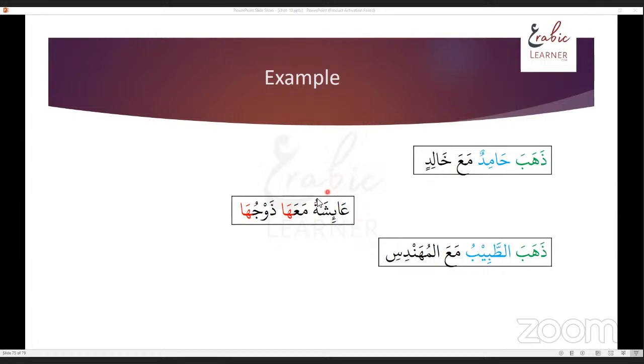Now, Aisha is Mubtada. If you look at this part of the sentence, Ma'aha zawjuha, this itself is a sentence: she is with her husband. So this becomes the khabar. I told you that khabar is also Jumla Ismiya, right? I think I took it day before yesterday. So Jumla Ismiya is the khabar. Now, ma'aha zawjuha, you can do further analysis.